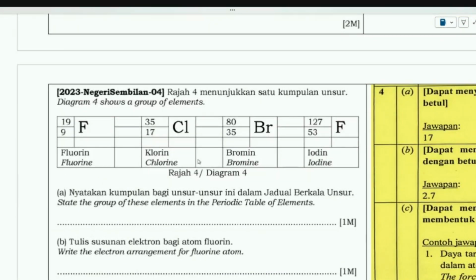For group 17, right? This is group 7. Fluorine, chlorine, bromine. Why this one? This one should be iodine, I think. Okay, this one is a wrong spelling. This one should be iodine.